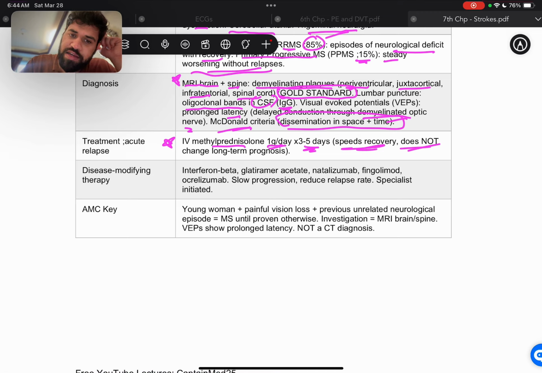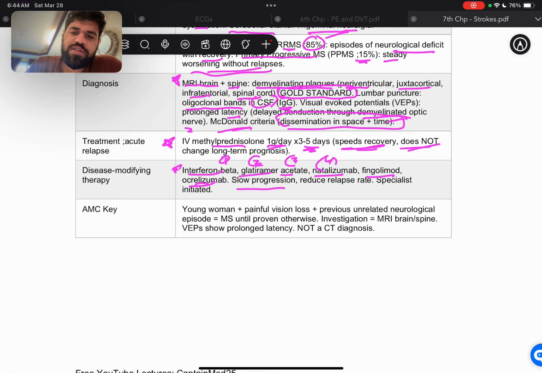All right. Then disease-modifying therapies are going to be interferon beta. I've not seen a lot of questions asked about the disease-modifying drugs, but just memorize them because they could come in the exam again, because we don't know what changes they're making in April. So interferon beta, glatiramer acetate, natalizumab, fingolimod. You should just remember the first 4, which are the most important and commonly mentioned. Ocrelizumab is also another drug, but I've not seen the last 2 drugs mentioned in exams.